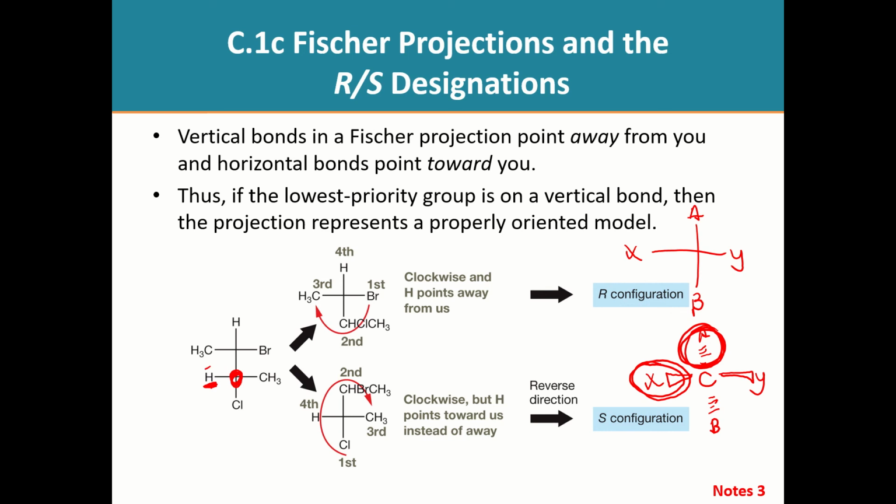But because the lowest priority here is a wedge, we can do the opposite trick. So we just prioritize, we do our arrow here, and we see that we're going in the clockwise direction. So that should be R, but we take the opposite because the hydrogen is a wedge, and it gives us a S configuration.